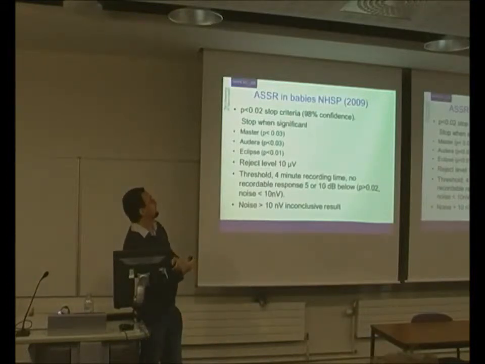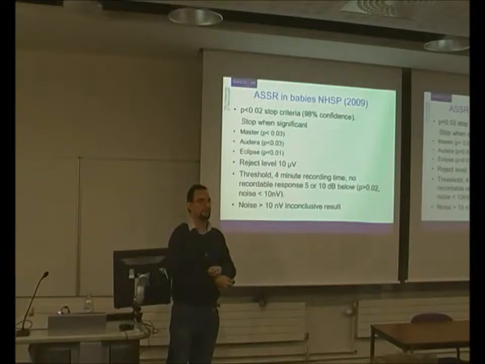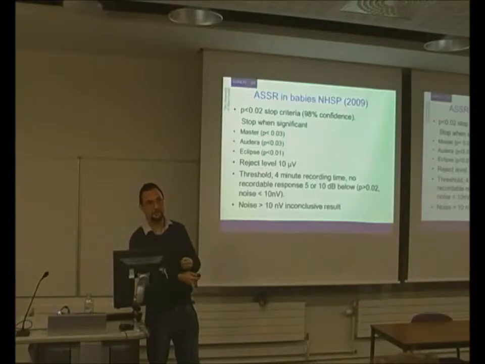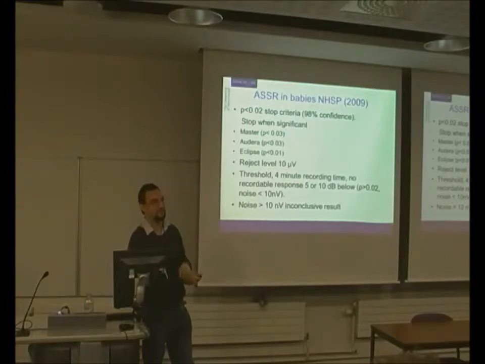The protocols recommended by the NHSP say use the 2% criteria, and then we can use these stop-when-significant protocols. So unlike an ABR, where we normally run a fixed number of repetitions and then another fixed number of repetitions and then compare them, in ASSRs we can stop the test earlier if it meets some statistical criteria, although that does change the percentages slightly in the statistics, as in the last presentation. So we can actually save a bit of time with this.